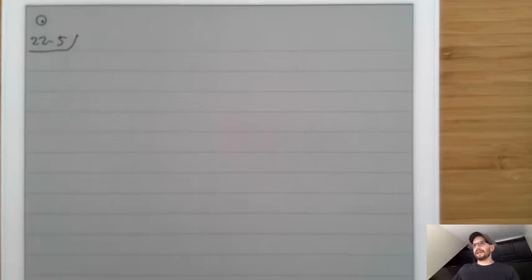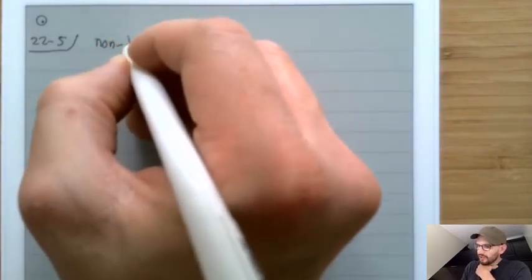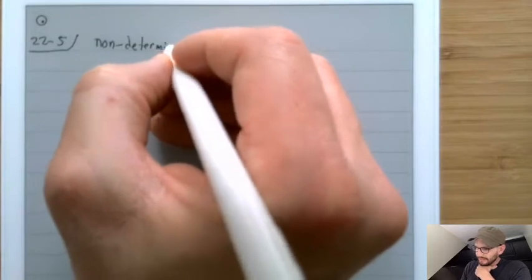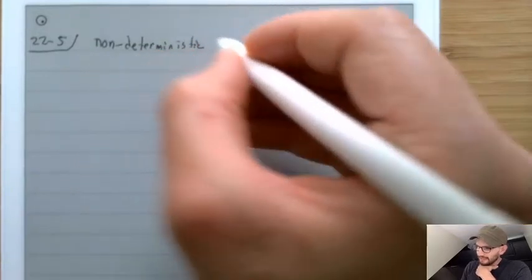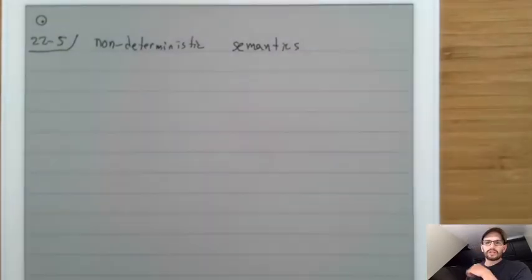Let's describe it in 2 different ways. So one thing that we could do is we could have a non-deterministic semantics. What a non-deterministic semantics means is that the non-determinism that is present inside of the machine is reflected by non-determinism in the model. So what does that mean?